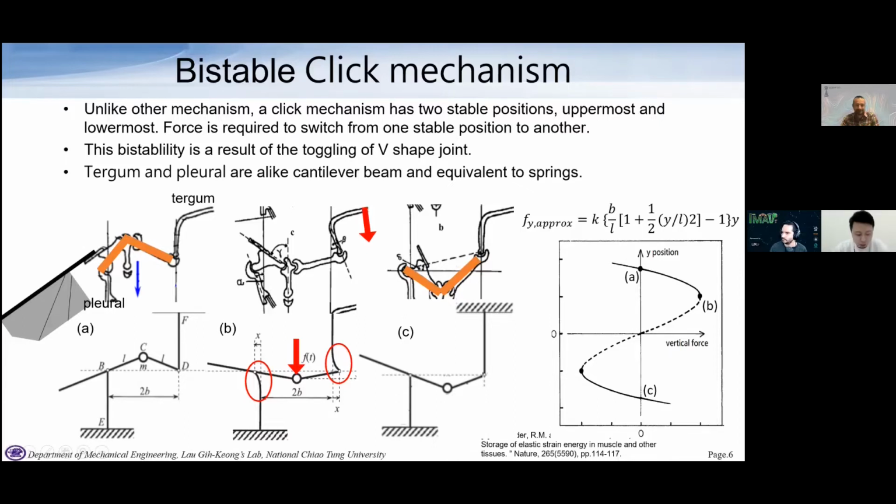When the two links move toward the middle point, the edges of the tergum and pleuron bend like a spring and push the two links away from the middle point. After the links pass the middle point, they rapidly jump to the other stable position. Thus, this is called a bistable click mechanism.